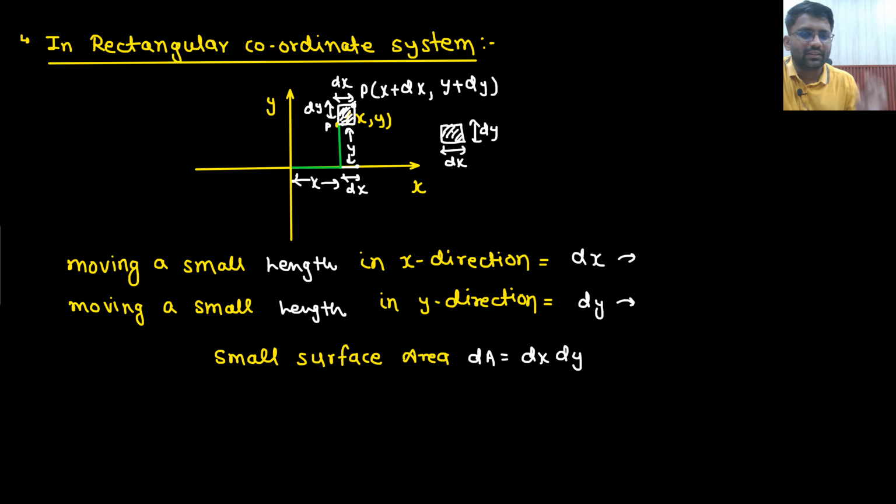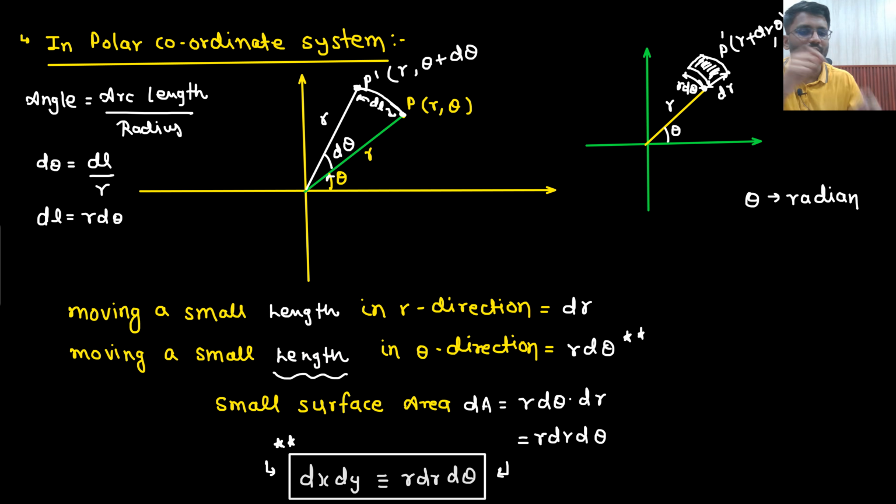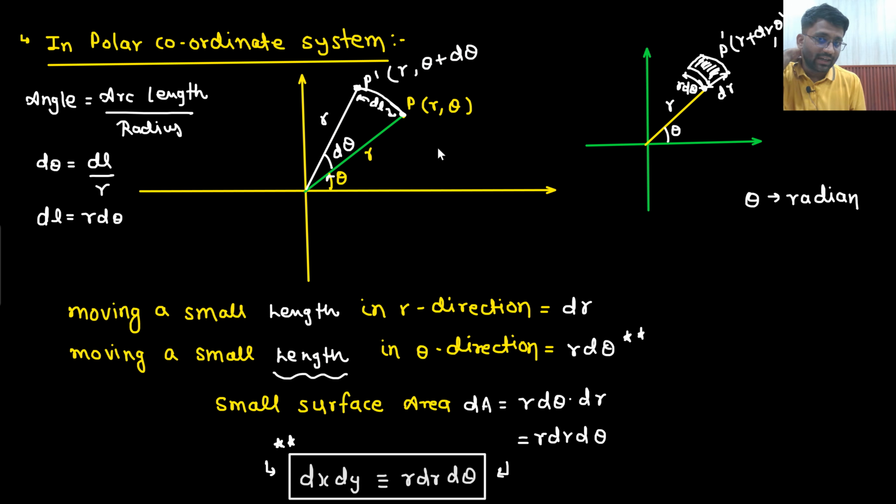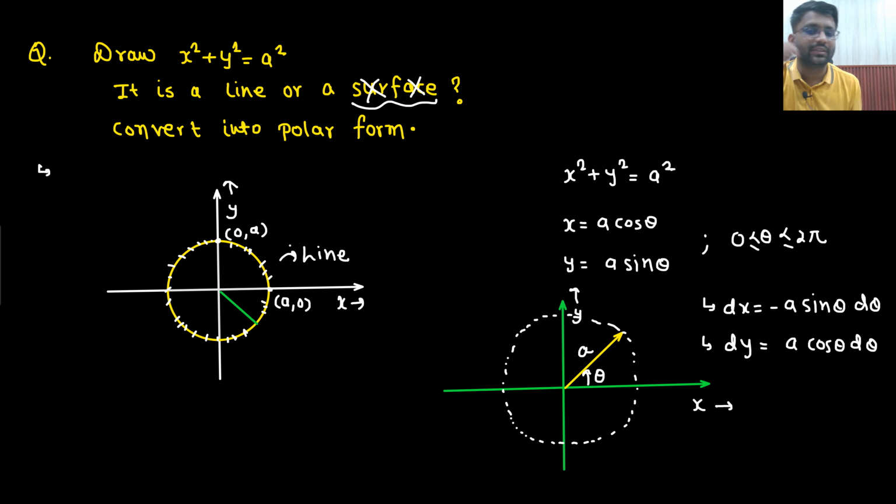Moving a small distance in the x direction dx, moving a small distance in the y direction dy. What will be the small area? dx dot dy. Similarly, for the polar coordinate system, moving a small distance in the r direction is dr, moving a small distance in the θ direction is r dθ. Very important. dθ you will move, but you are talking about the distance, that means the arc length. That will be r dθ. So what will be the small area? That will be r dr dθ. r dr dθ, very important. So dx dy, that small area, will be replaced with r dr dθ in the polar coordinate system.